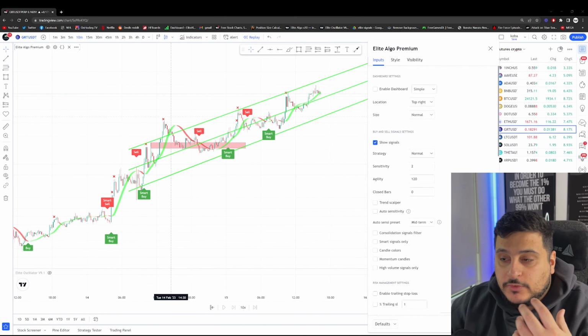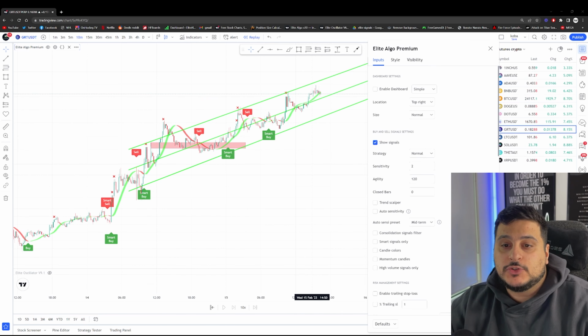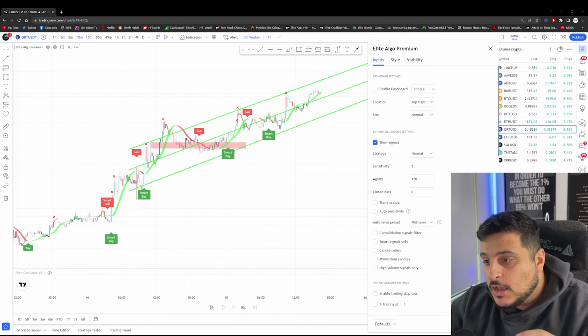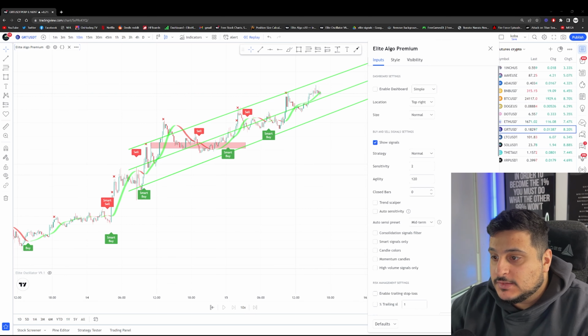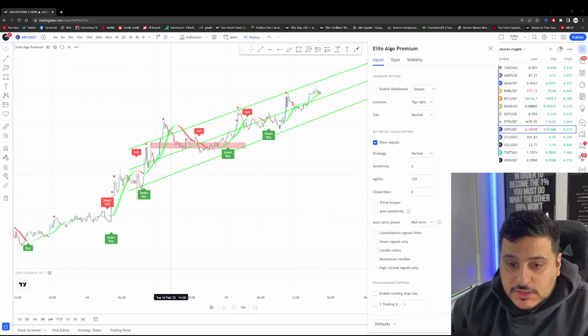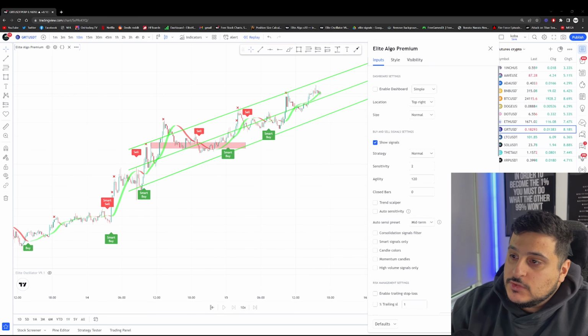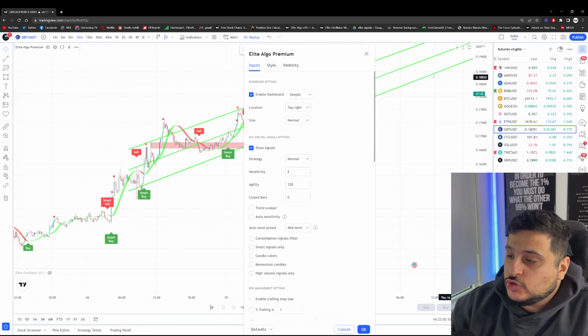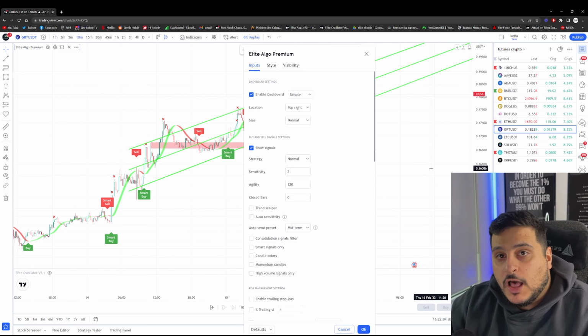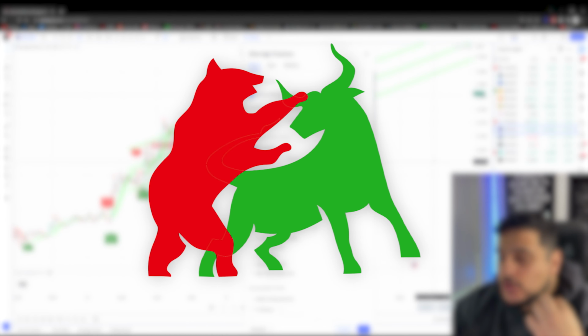Now, I don't want to go way too deep into this indicator because we have other videos showing you exactly every feature that it has, but this indicator does a lot of things. You can change the accuracy of these buy and sell signals by tweaking the settings right here if you want to. You can also use the enable dashboard right here, and this will draw a dashboard on our chart, helping you understand if something is bullish or bearish.